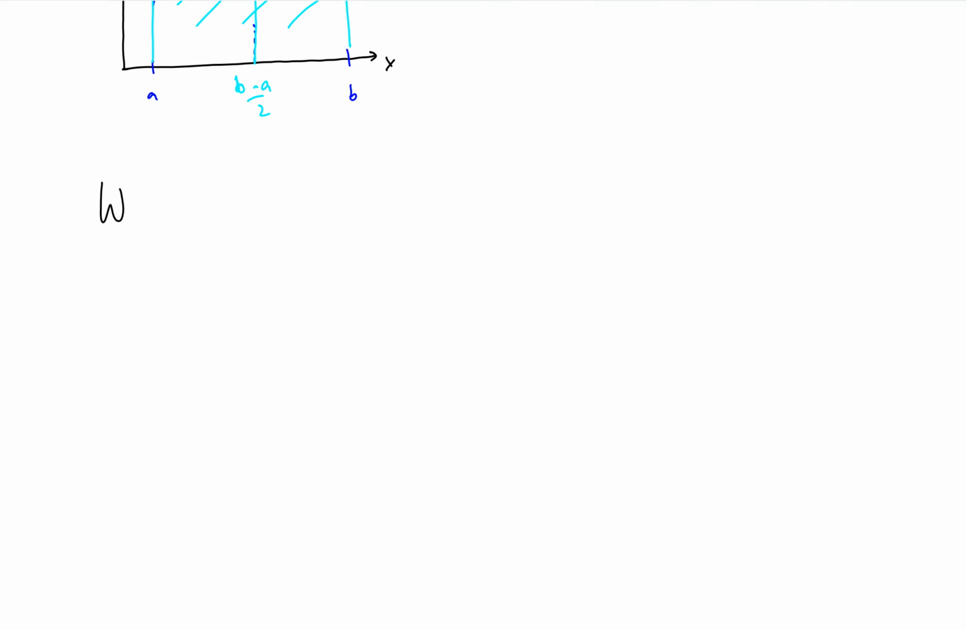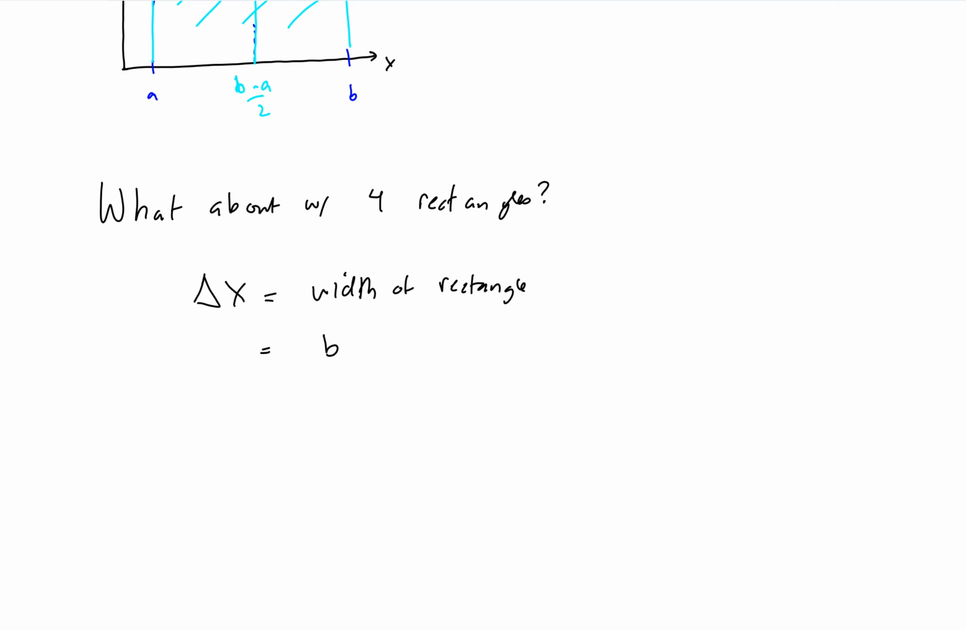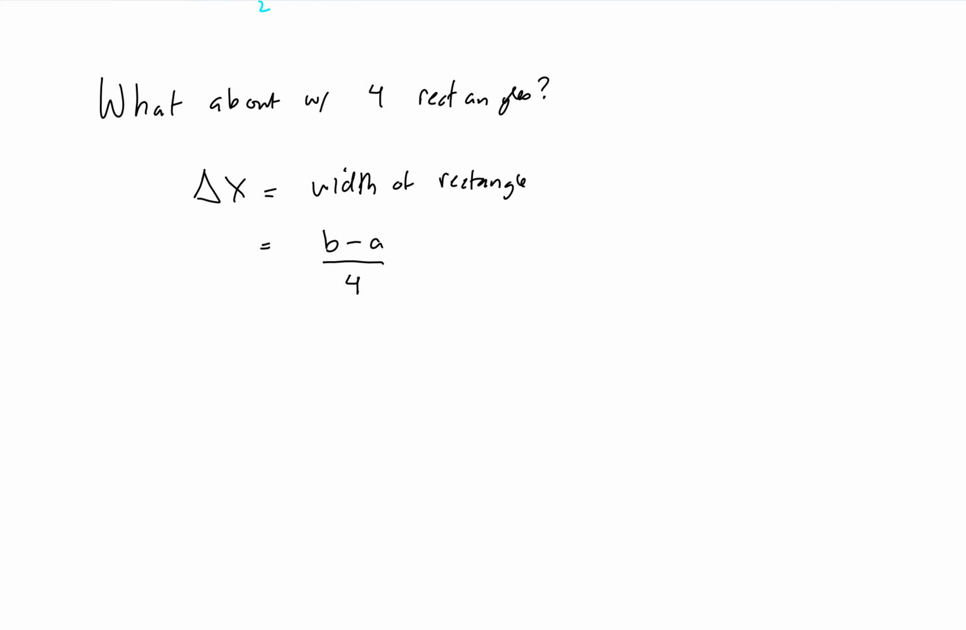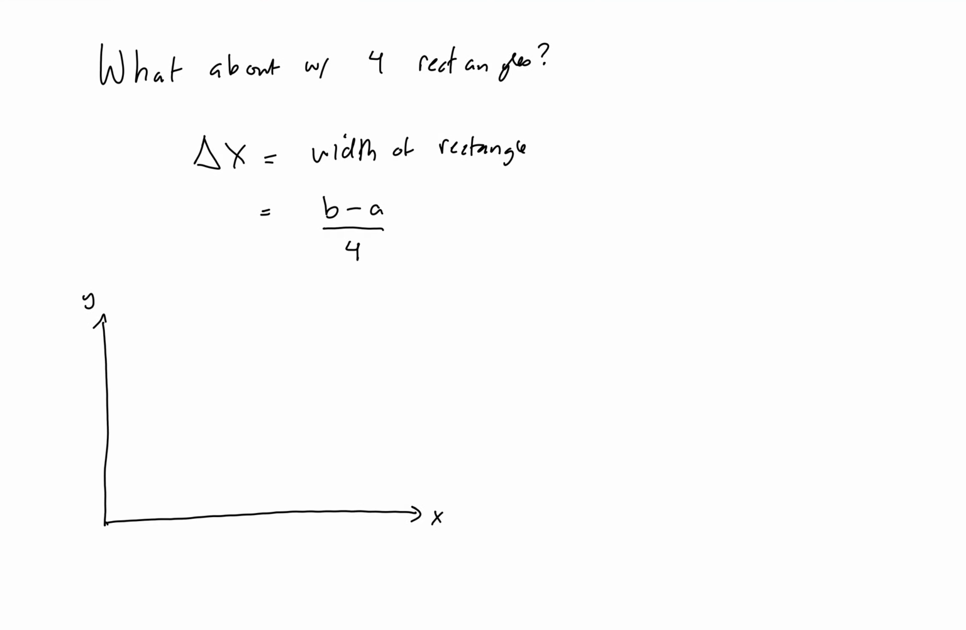So what about with 4 rectangles? Well, in this case, what would my delta x, the width of the rectangles, be? Well, this is b minus a, the width of the entire interval, and then I want to divide it into 4 pieces. And so what we would see then is, let's draw a picture and set this up again.